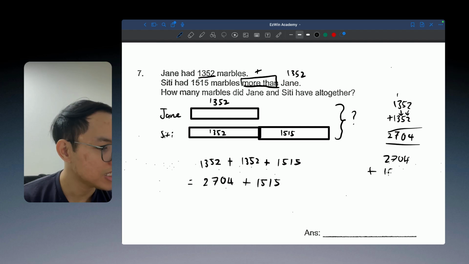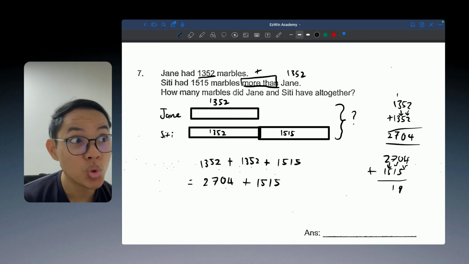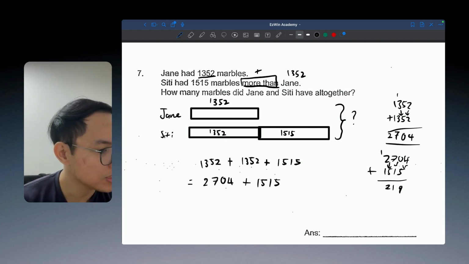Okay. Plus 1515. Okay. So 4 plus 5, right. 4 plus 5 is equal to 9. 0 plus 1 is equal to 1. 7 plus 5 equal to 12. 2. Put 1 over here. 2 plus 1 equal to 3. Plus 1 over here, which equal to 4.